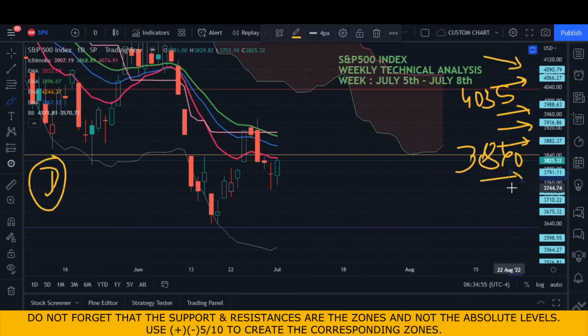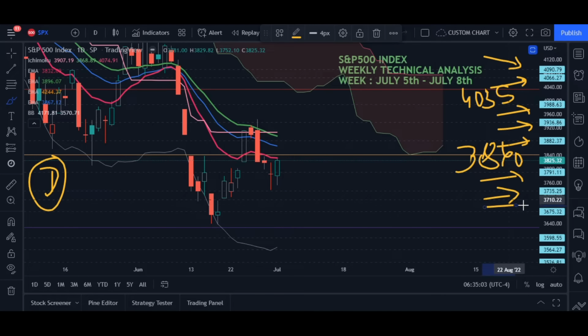So we have support at 3791, because the market has closed at 3825, that is more than 3791. Then comes 3735, another support. Then comes 3710, the next support for the market. Then comes 3675, the next support.